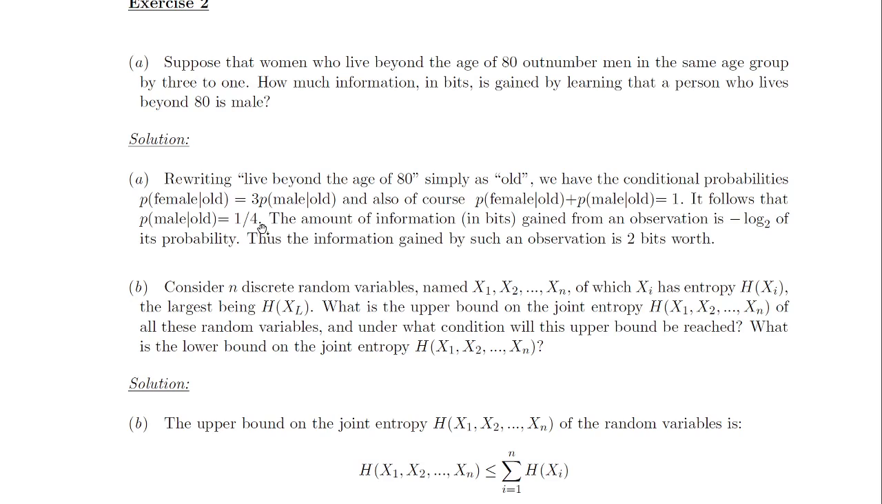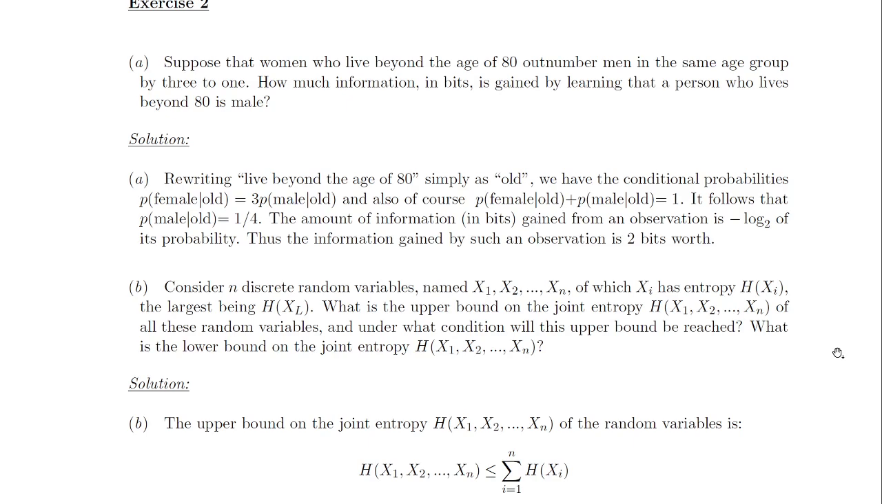And given that the information measure is simply based on the logarithm of the probability, it follows that the information gained from learning that a particular old person happens to be male is 2 bits, not 1 bit, but 2 bits, because that conditional probability is just 1 in 4.